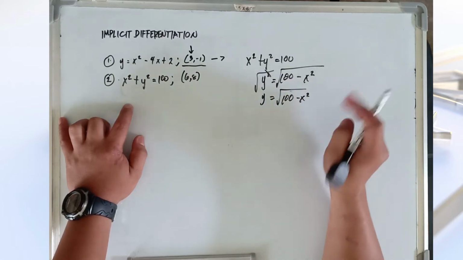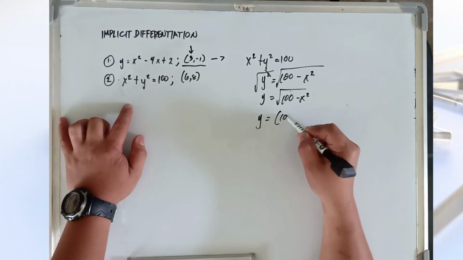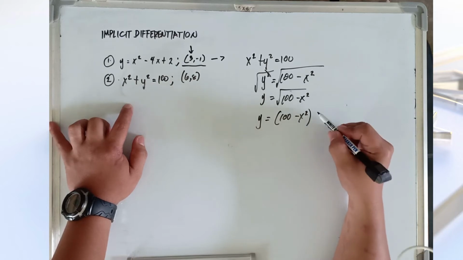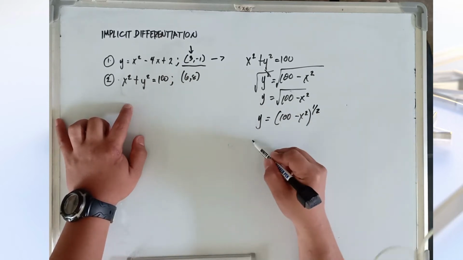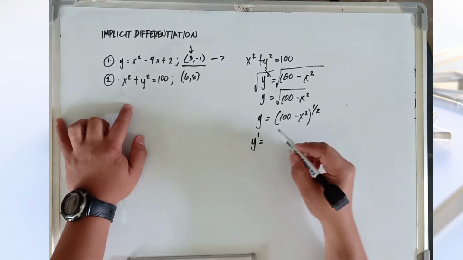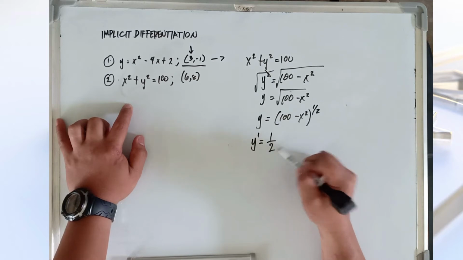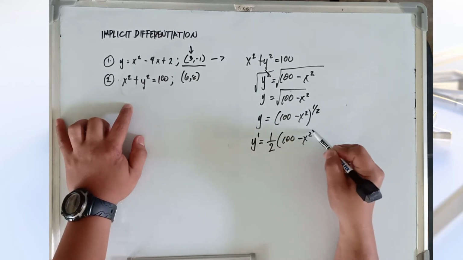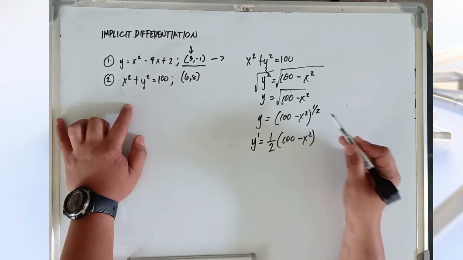Now, finding the derivative, we could rewrite this one as y is equal to (100 minus x squared) raised to 1/2 by using our laws of exponents. And for solving the derivative, we know by using the chain rule, we need to bring that 1/2 down. Copy your 100 minus x squared. We need to subtract 1 from 1/2.